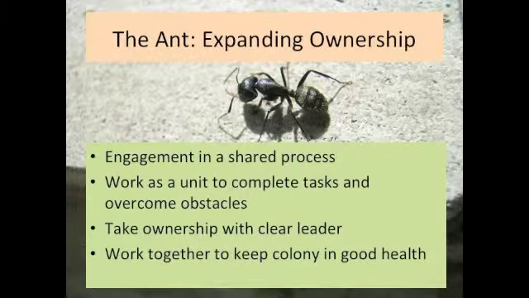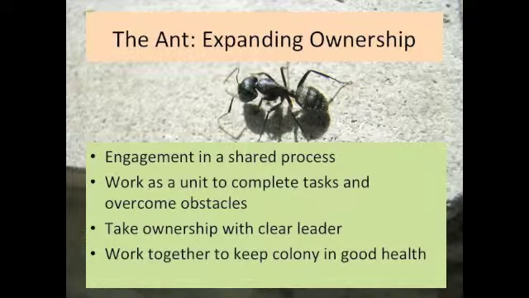The ant is our model for expanding ownership because of its engagement in a shared process. Ants work as a unit to gather food, build nests, dig tunnels, and even form a raft when water levels are high. Ants overcome their obstacles by working together, and they think toward the future as they forage for food for the next generation. They have a clear leader, the queen, but all take ownership of the tasks at hand. They know that they must work together to keep the colony in good health.